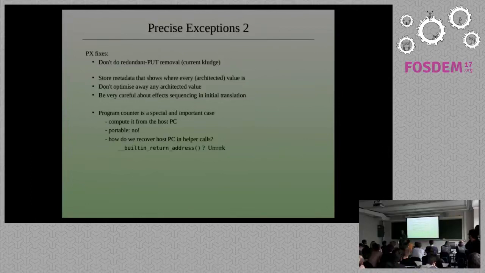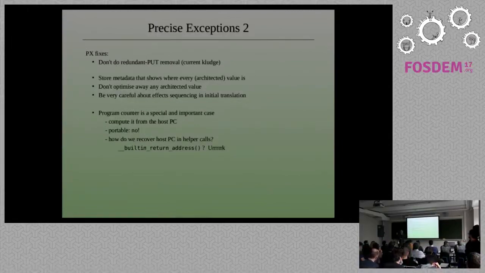So the more general solution is to create some kind of table when you're creating these translations which tells you where every value is, whether it's in the guest or where the value of every register is. It's either in the guest state or it's in some host register, or maybe it can be computed by doing the following magic recipe. You need to be careful that you actually don't remove computations, the value that computes any particular register, because then you can't restore it ever.